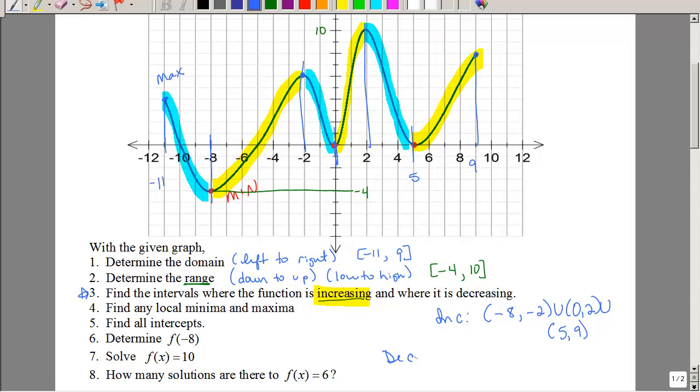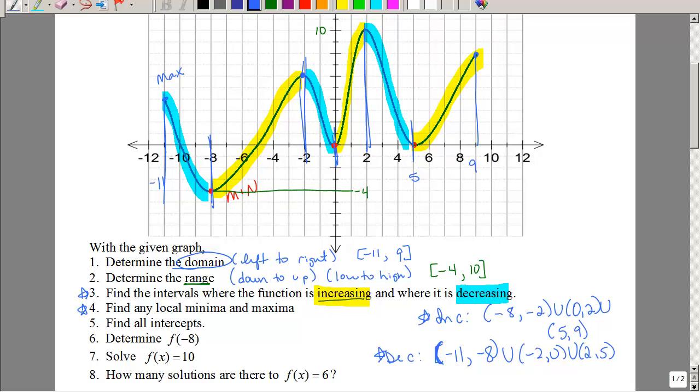Right, now let's look at the decreasing part. And remember, those were the parts that I shaded in light blue. Right, so decreasing would go from -11 to -8, from here to here. Then we'd skip from -2 to 0. And then we go from 2 to 5. So really, if we put both of those together, we would get our whole domain except for where the peaks and valleys are. And of course, that's the next question.